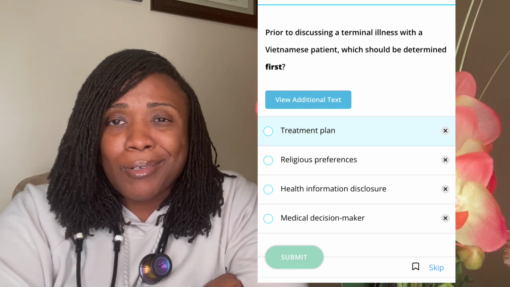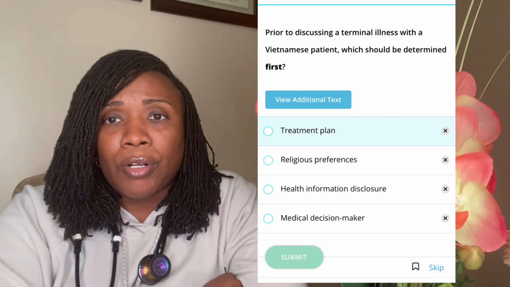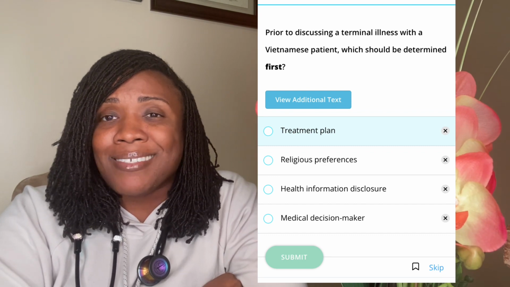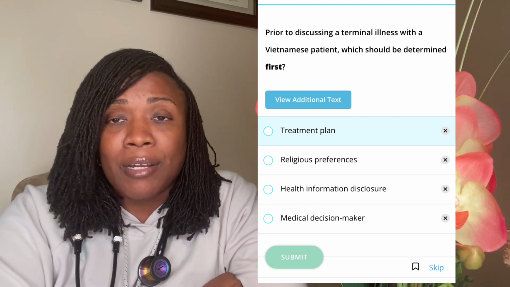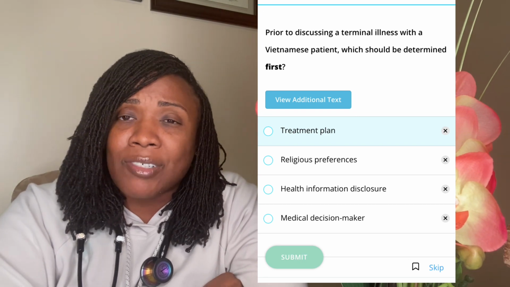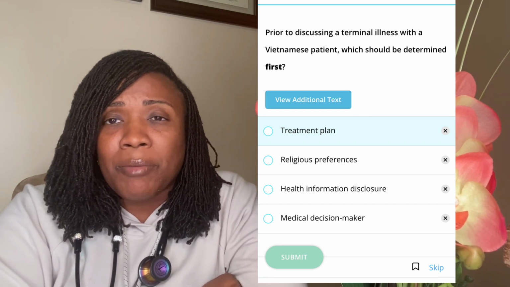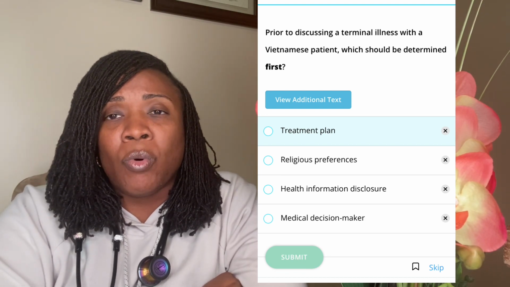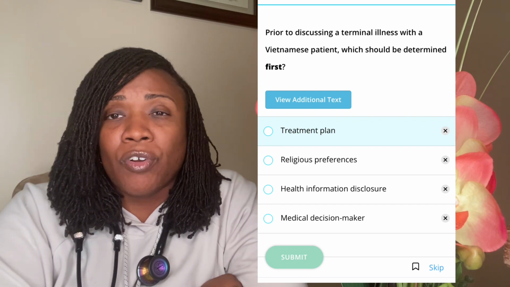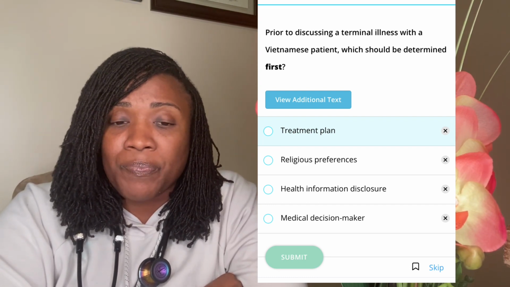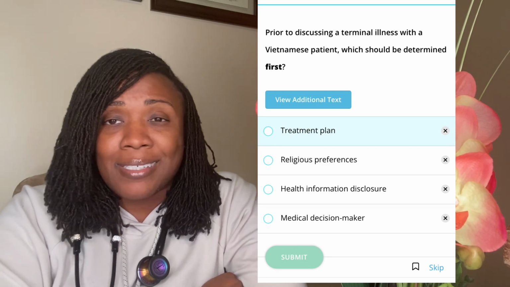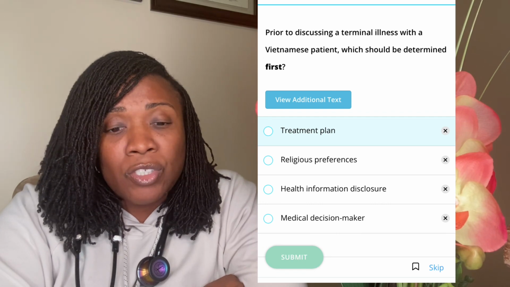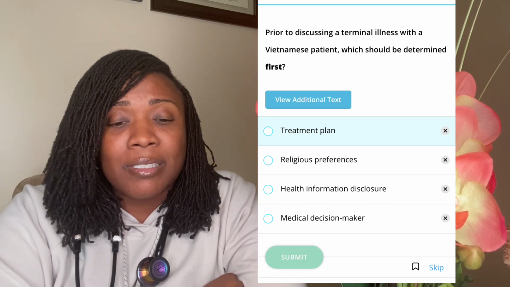Now, usually medical decision makers are used in a patient's medical treatment plan when the patient is not of sound mind and body, meaning they're not alert and oriented times three, and they can't make decisions for themselves. Usually those are elderly patients who are extremely confused, or the sickness has pretty much taken over their ability to make decisions for themselves. Nowhere in this question does it say that, but that doesn't mean that's a bad option. So I'm going to look at the other options to see.